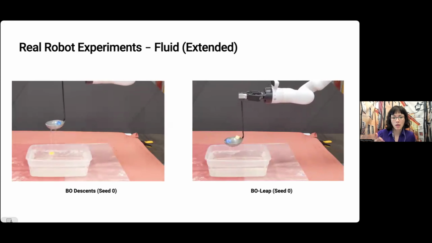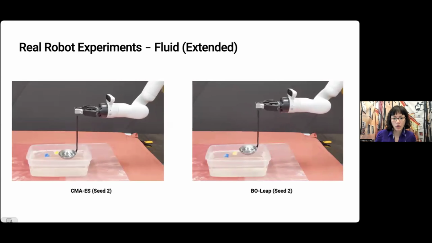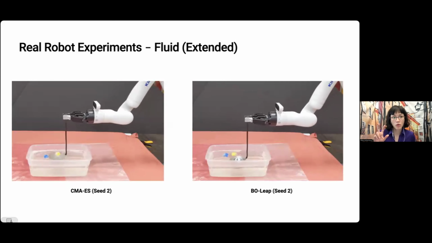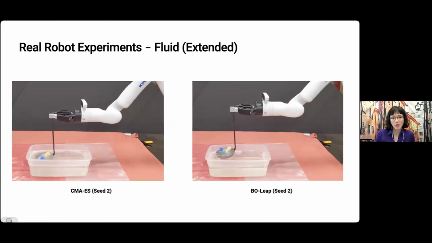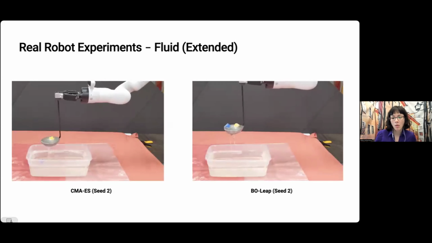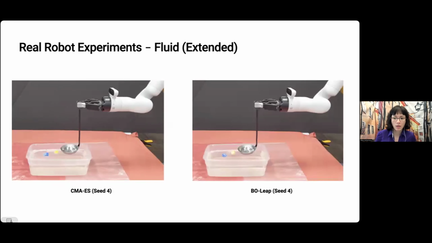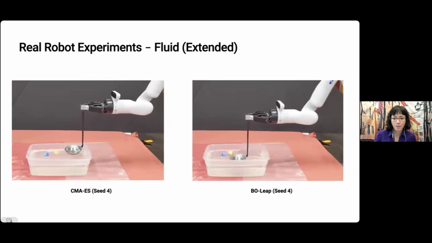And again, you can see that on the left, sometimes there are issues with picking up both of the sugar cubes. Here, there are foam cubes, but the dynamics ends up being similar. While on the right, we actually succeed in picking up the cubes most of the time.